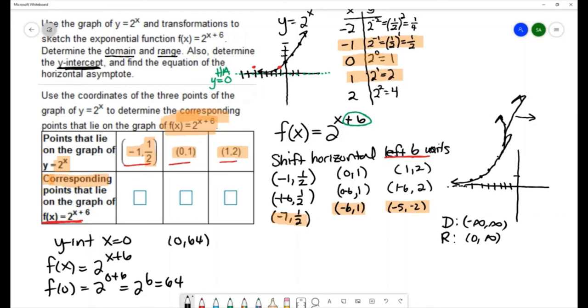We also want to find the equation of the horizontal asymptote. I mentioned the horizontal asymptote earlier when we were graphing the base function. And remember the transformation that we made was to shift left 6 units. If we think about shifting the horizontal asymptote left 6 units, the horizontal asymptote still remains on top of the x-axis, which is y equals 0. So we have our horizontal asymptote being the equation y equals 0.